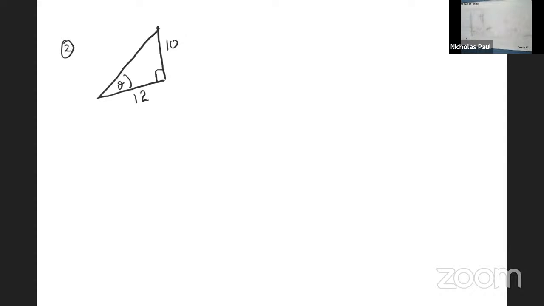What did you all use? Tan, very good. Right? Because we have adjacent and we have opposite. So tan theta is equal to opposite over adjacent. So tan theta is equal to 10 over 12. Reduce it and get 5. Tan inverse of 10 over 12 is 39.8 degrees.